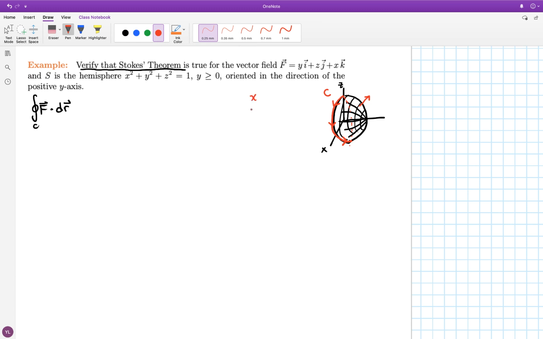Well, in order to parameterize C in the correct orientation, I need it to be going clockwise in the xz plane. So to do that, I'm just going to let x be sine and z be cosine. And of course, y is 0 because this is occurring in the xz plane. And I'll have t go from 0 to 2 pi. So there's the parameterization of the curve C. And to compute the line integral, I'm going to need the derivative.